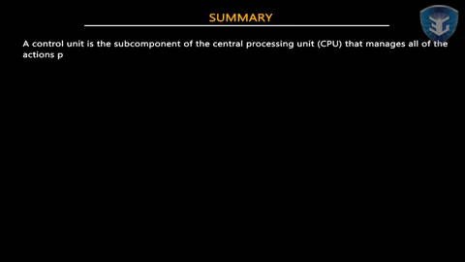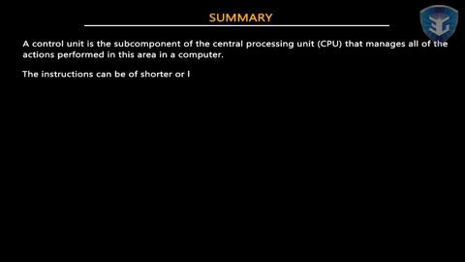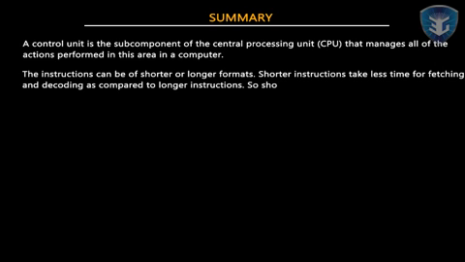Now in the end, let us summarize what we have learned in this lecture. A control unit is the subcomponent of the central processing unit, or CPU, that manages all of the actions performed in this area in a computer. The instructions can be shorter or longer formats. Shorter instructions take less time for fetching and decoding as compared to longer instructions. So shorter instructions are preferred over longer ones.